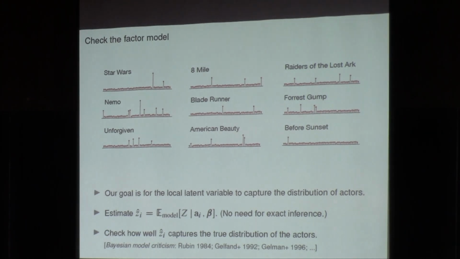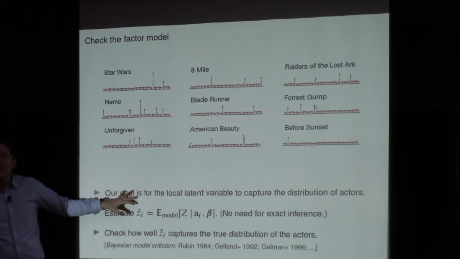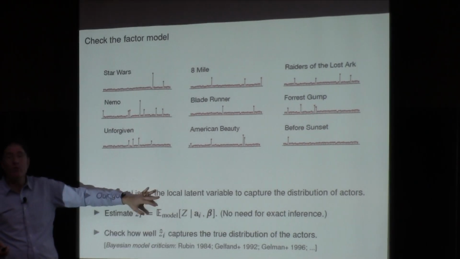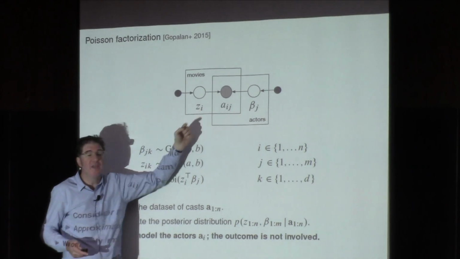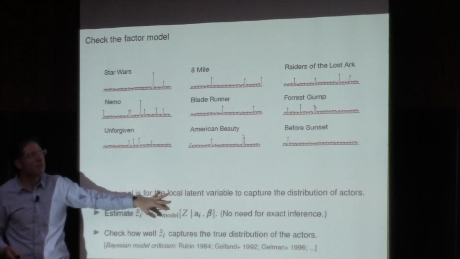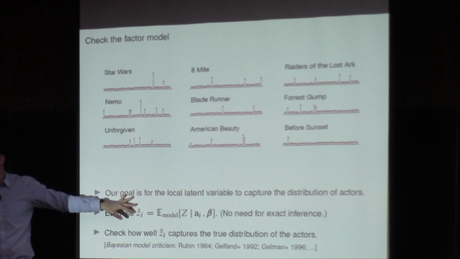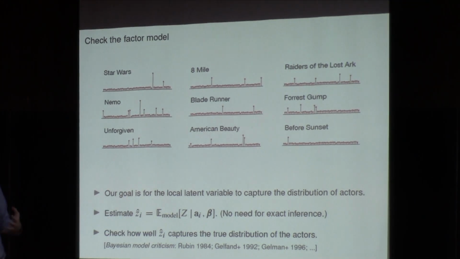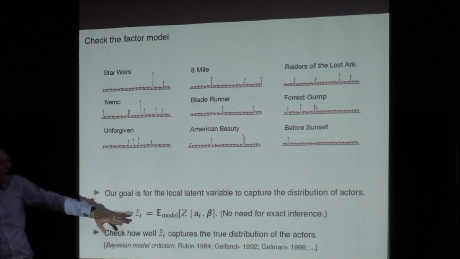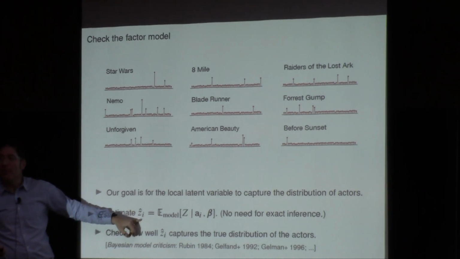Okay, and so the next thing we do is check the factor model. Our goal in this work is for the local latent variable, by which I mean Zi, the variable local to each movie, to capture well the distribution of actors, to capture well how the actors are assigned to the movie. And so what we do to check the factor model is we estimate a local latent variable for each movie.